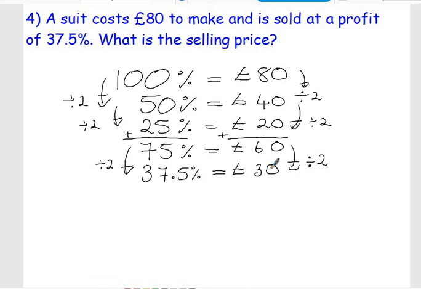A suit costs £80 to make and is sold at a profit. Well, profit, it means it's going to be added on. They want to make money on it. If it's costing them £80 to make it, they're getting £30 profit, meaning they're selling it for £80 plus the £30. 0, 0, 0, 8 and 3 is 11. Meaning they're selling it for £110. So our selling price is £110.